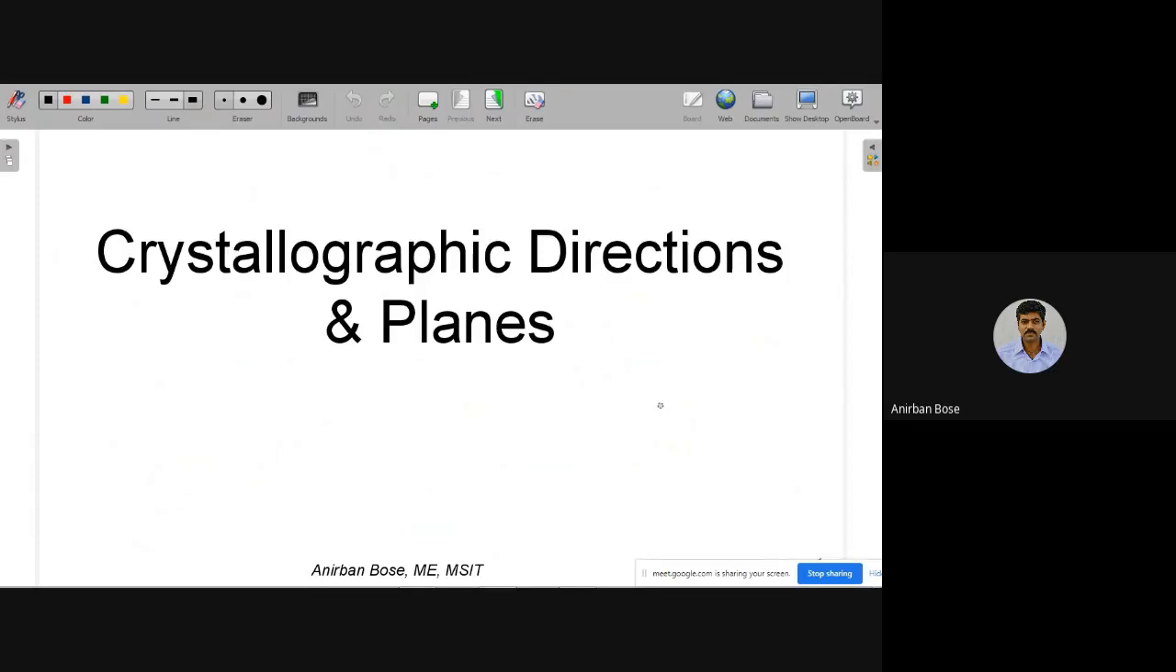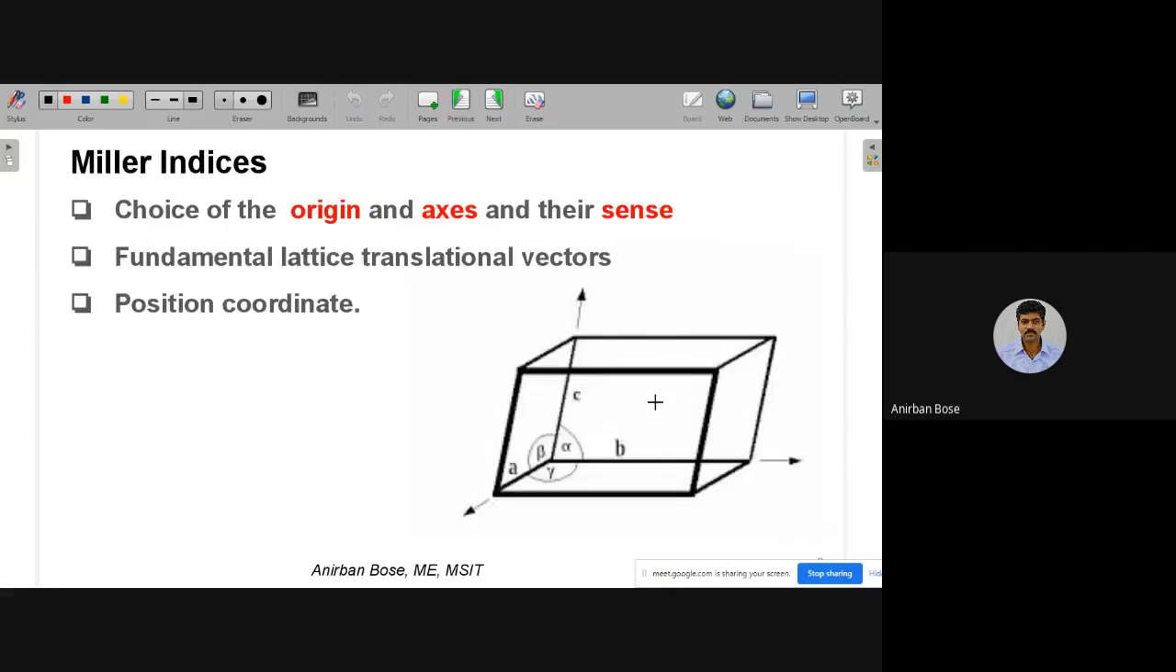Crystallographic directions and planes, this is today's topic. The first thing is that to define a particular direction or plane, it is very important to identify the position coordinate. And to identify the position coordinate of any point, it is very important to properly define the axis system that you are considering. So the first thing for the Miller indices is the choice of origin.